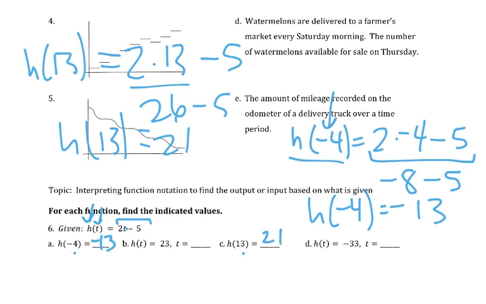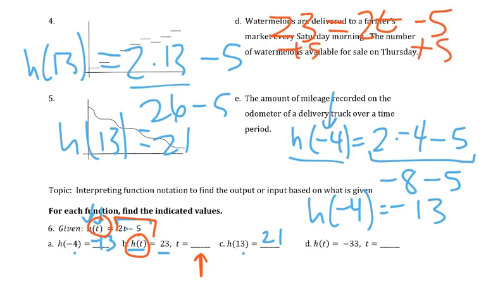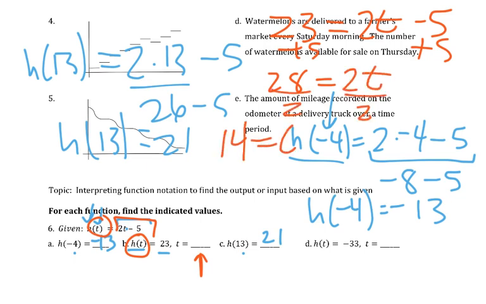Now in the other ones, they give us the output and want us to find the input. So this time we replace the output in the formula, the H of t, with 23. And that's equal to the pattern. This time we're solving for the input, so I do the opposite. I add 5, giving me 28 equals 2t, divide by 2. We get 14 equals t. So t equals 14, input of 14, output of 23.